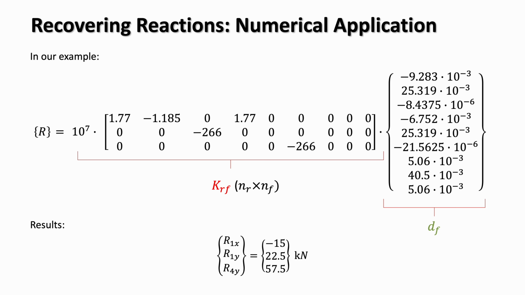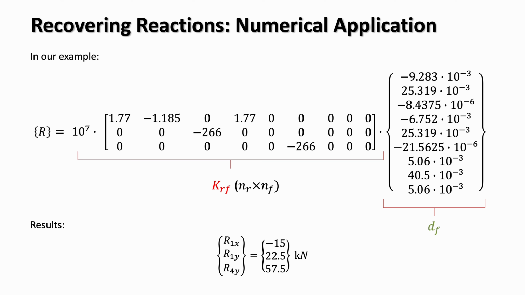Now that we've solved for the nodal displacements, we can recover the support reactions using the reaction equation R equals KRF times DF. In this example, the submatrix KRF represents the coupling between the restrained degrees of freedom and the free displacements. By multiplying this matrix by the displacement vector DF, we obtain the corresponding reaction forces at the supports. The calculated results are shown here.